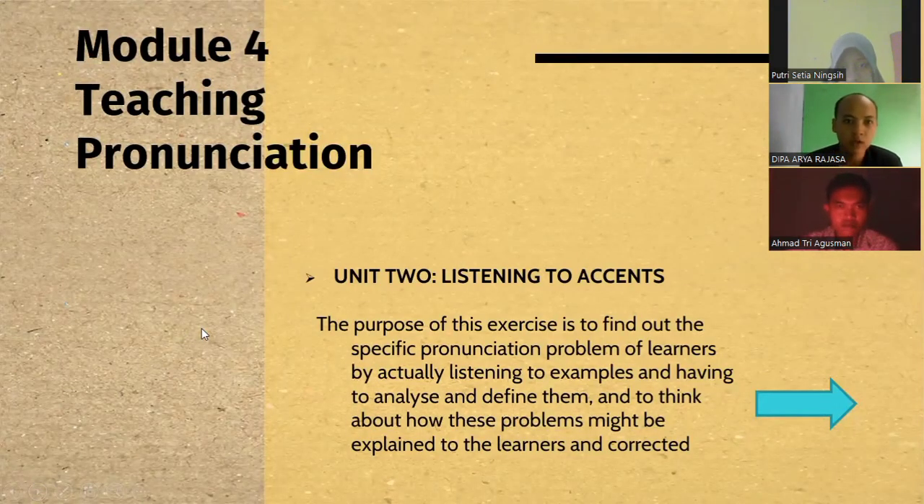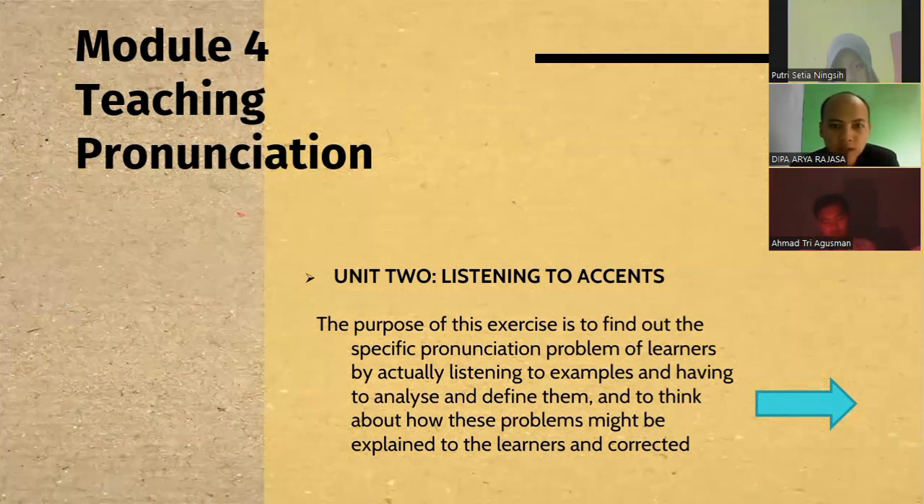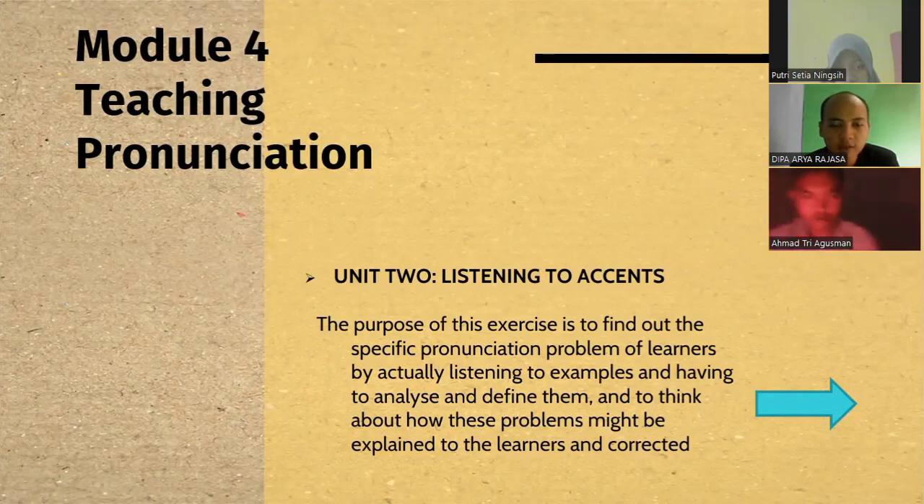So we move on to Unit 2, listening to the accent. The purpose of this exercise is to find out the specific pronunciation problems of learners by actually listening to examples and having to analyze and define them, and to think about how these problems might be explained to the learners and corrected.